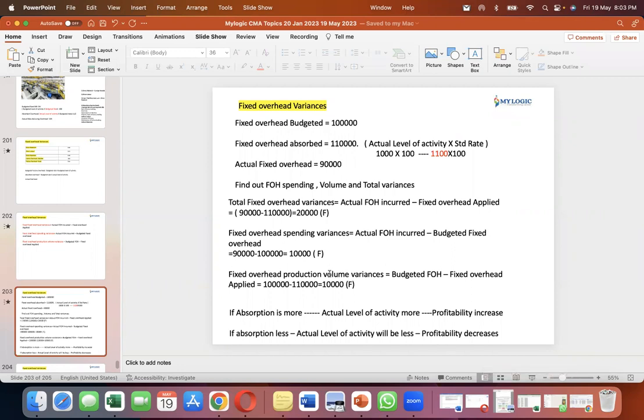The second one, the volume variance, is budgeted minus applied. Here we had 1 lakh minus 1,10,000. How do we decide whether it is favorable or unfavorable? If absorption is more, it means my actual production level is more and profitability will be more, so it will be favorable. If absorption is less, we call it unfavorable. Here, because absorption is more, we call it favorable. Similarly, the total fixed overhead variance is actual minus fixed overhead applied: 90,000 minus 1 lakh 10,000, which is 20,000 favorable. I hope it is clear, everyone.